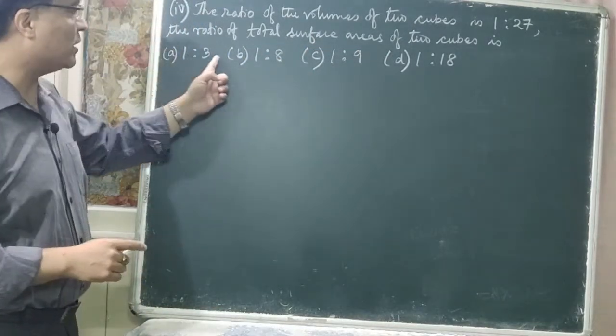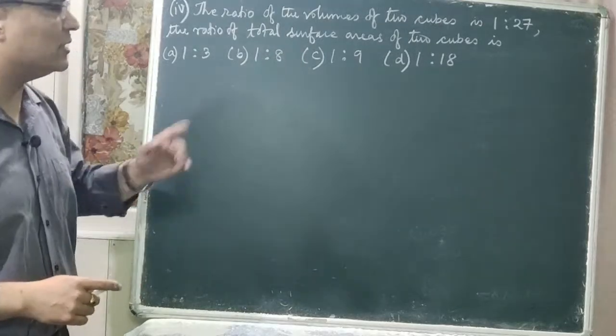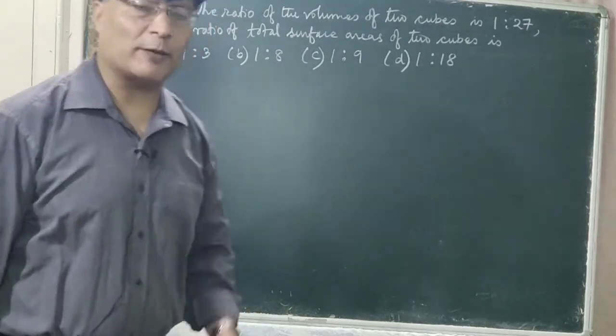A is 1:3, B is 1:8, C is 1:9, D is 1:18. So let's do this problem now.